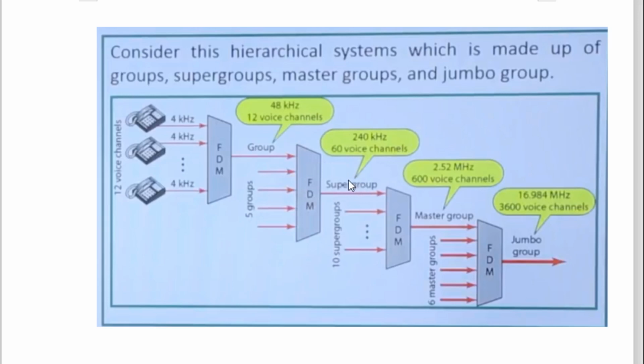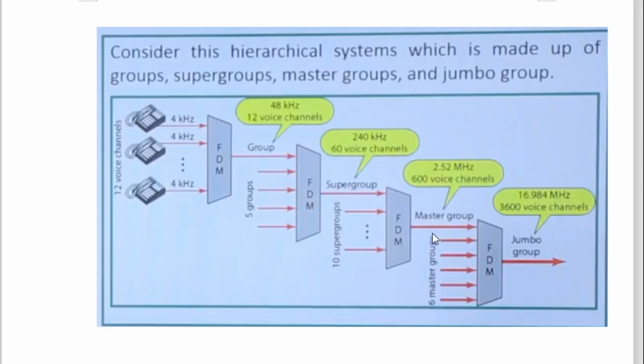Now directly come here, super group. What is a super group? A super group consists of 60 voice channels. How many voice channels? 60 voice channels. 60 voice channels means how many groups? 5 groups, because in one group there are 12 voice channels. So here you see 5 groups. Each voice channel requires how much bandwidth? 4 kilohertz. So 60 into 4 will be 240 kilohertz, which is the bandwidth of a super group.